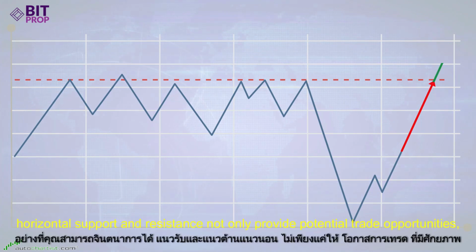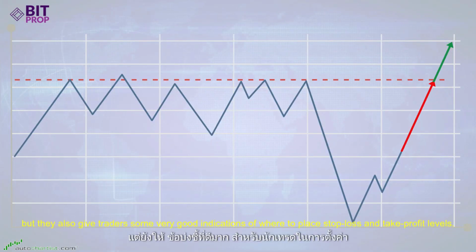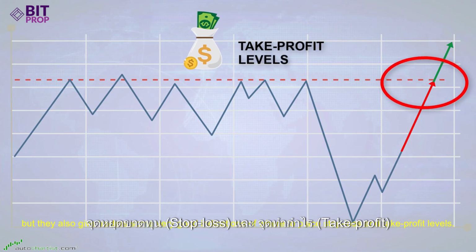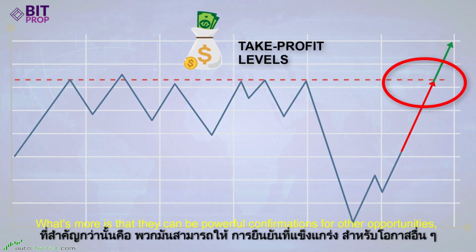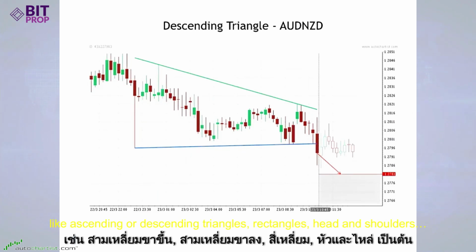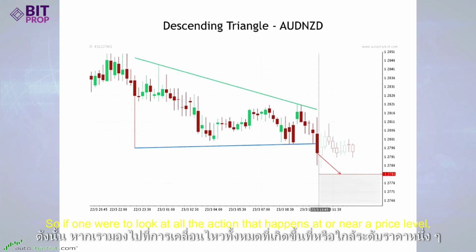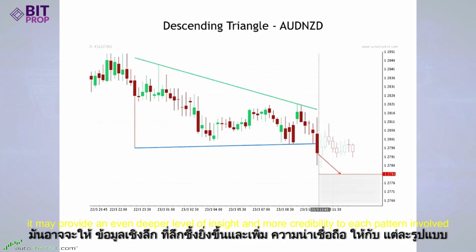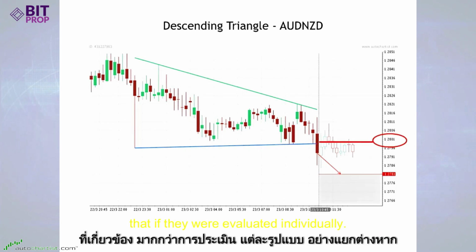As you can imagine, horizontal support and resistance not only provide potential trade opportunities, but they also give traders some very good indications of where to place stop loss and take profit levels. What's more is that they can be powerful confirmations for other opportunities. For example, certain chart patterns have horizontal support or resistance built in, like ascending or descending triangles, rectangles, and head and shoulders. So if one were to look at all the action that happens at or near a price level, it may provide an even deeper level of insight and more credibility to each pattern involved than if they were evaluated individually.